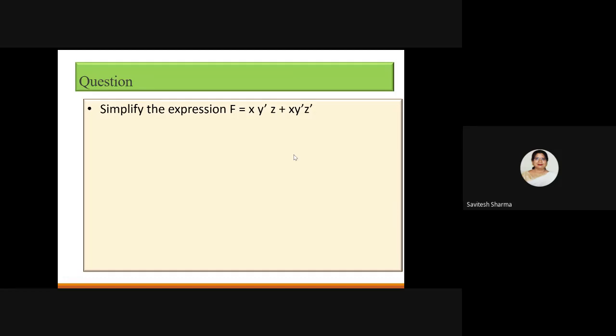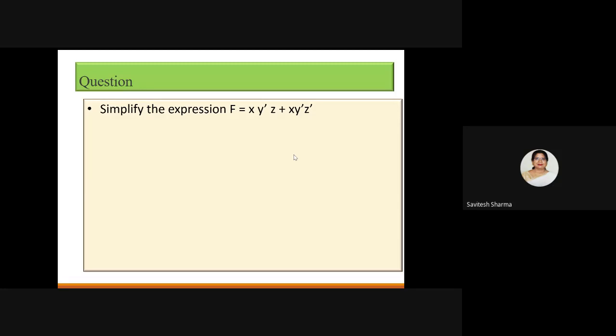Now come to the minimization of hardware. If you want to do the minimization and the expression is given, you will do Boolean algebra. If you want to realize a circuit using minimum hardware and your expression is given, one method is to minimize your expression. You simplify the expression using Boolean algebra.